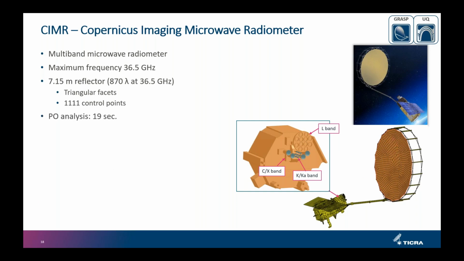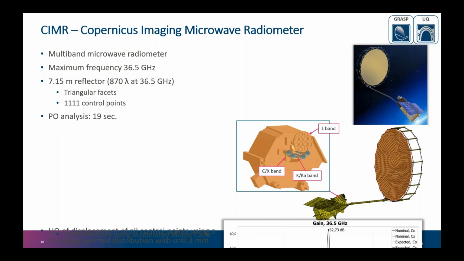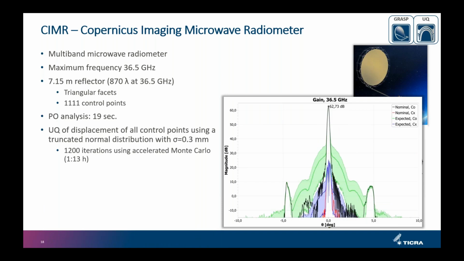So what we have done here is that we've done a PO analysis of the complete reflector, and then we have done a UQ analysis of the displacement in every single point on the reflector to see what is the impact here. And we see that there's very little impact in the main lobe here, but when we get down, say, some 30 dB or so, 25, 30 dB below the peak, there is a significant impact on the side lobe level down here. And this can be done in just 1,200 iterations with our UQ analysis, and in just over an hour. So even for this very large reflector, it's possible to do uncertainty quantification.